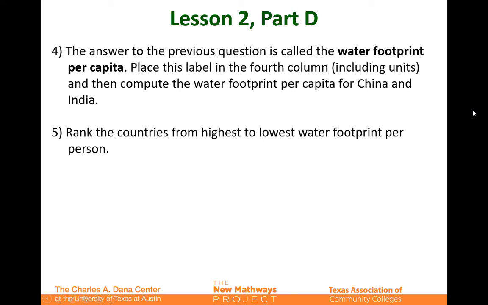The answer to the previous question is called the water footprint per capita. Place this label in the fourth column, including units, and then compute the water footprint per capita for China and India. We've already done that. Rank the countries from the highest to the lowest footprint per person. When we look at per person, the highest is the US, then India, then China.